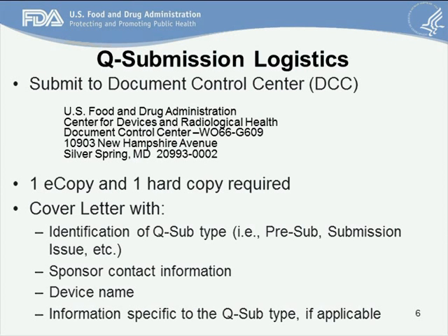As outlined in the e-copy program for medical device submissions guidance, one e-copy and one hard copy are required for Q-submissions. The cover letter should clearly identify the Q-subtype from the list of types that I showed in the previous slide. The cover letter should give the sponsor contact information, the device name, and any information specific to the Q-subtypes that Ms. Hillebrenner will discuss shortly.